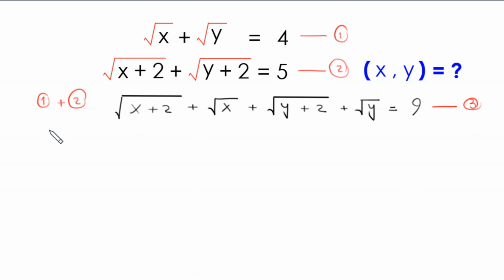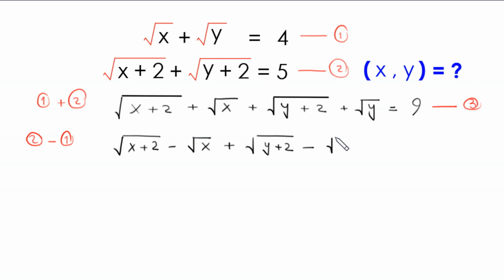Now from equation number 2 we subtract equation 1. So this will become √(x+2) - √x + √(y+2) - √y = 5 - 4, which is 1. Let's call this equation number 4.